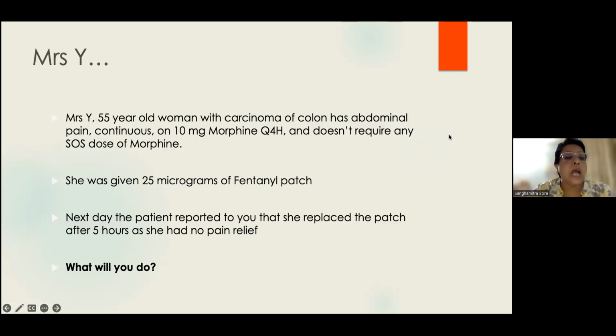Yeah. So I'm going to another case, of Mrs. Y. She's a 55 year old woman with CA colon, and she has continuous abdominal pain. She is on 10 milligrams of morphine every 4 hours, and she doesn't require any SOS dose of morphine. She is happy with 10 milligrams of morphine. Now, she is able to afford fentanyl patches, so she was given a 25 microgram fentanyl patch instead of the oral morphine, because the pain was stabilized, and she said, okay, just relieve me from my tablets, I don't want to take every 4 hours. So the specialist gave her a 25 microgram fentanyl patch.